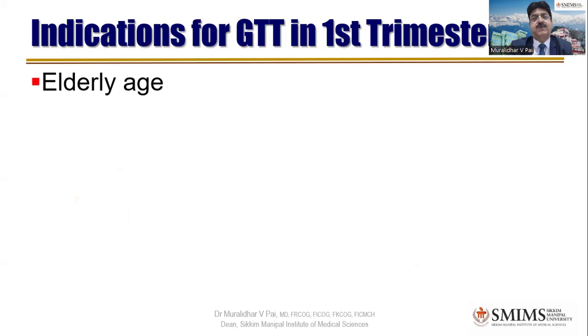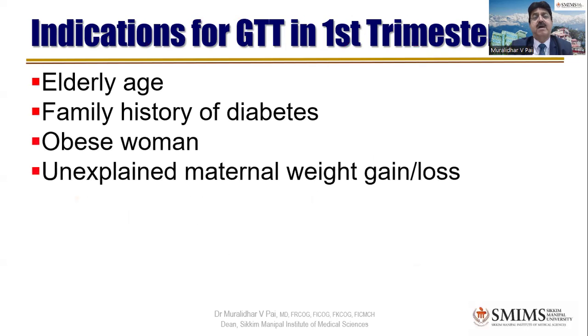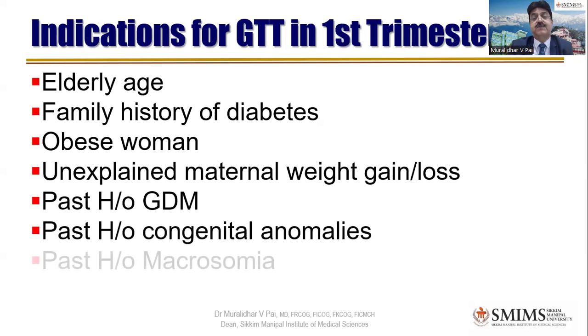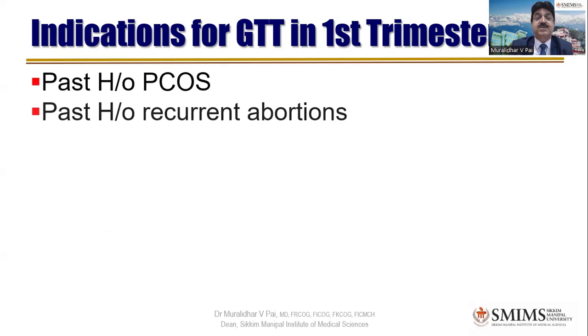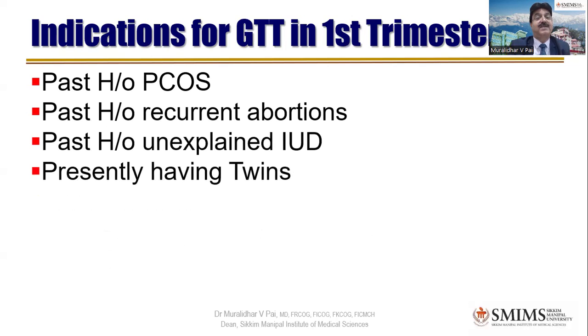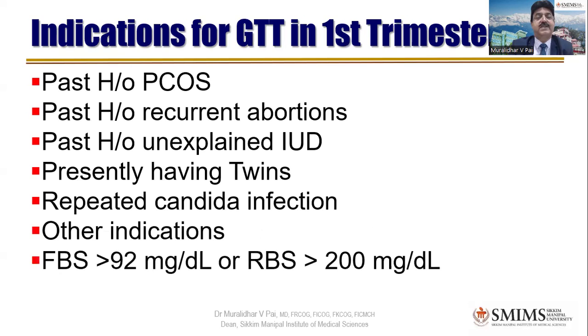What are the indications for GTT straight away in first trimester? I've already given you a clue. Elderly age group, all high-risk patients, family history of diabetes, obese woman, unexplained maternal weight gain or loss, past history of GDM, past history of congenital anomalies, past history of macrosomia, past history of or current history of PCOS, recurrent abortions, unexplained IUD, presently having twins, repeated infections, other indications. So all of them should have straight away GTT.